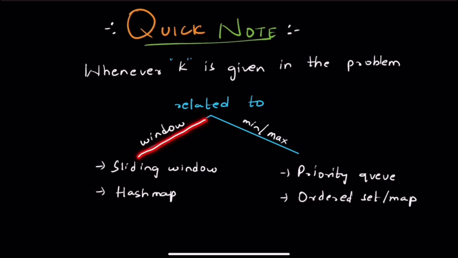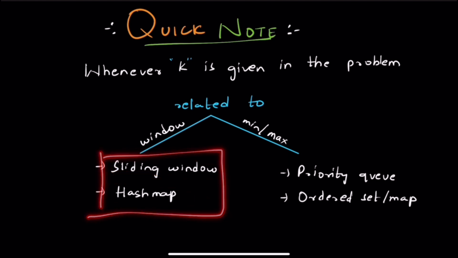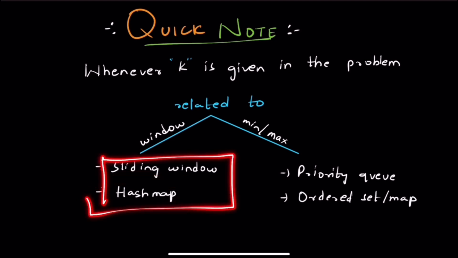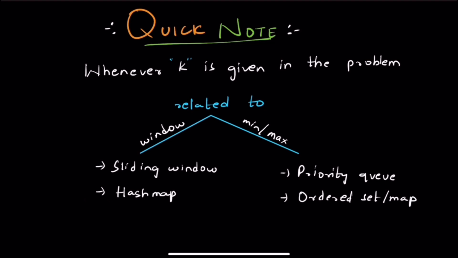Now coming to window related problems, it can be used individually or there may be some problems where we will be using a combination of both, and today's problem is one of them. So let's see how to build intuition for this. For our brute force approach, we'll be using only a hash map. But for our optimized approach, we'll be using the combination of both hash map and sliding window. How, let's see.